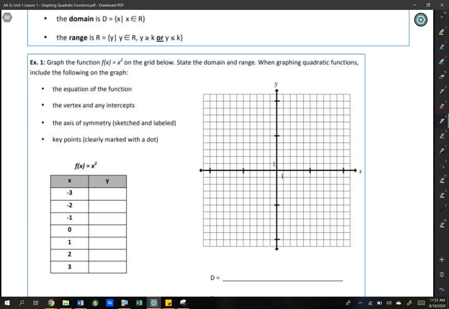All right, so example 1, graph the function f of x equals x squared on the grid below. State the domain and range. When graphing quadratic functions, include the following. We want the equation of the function, the vertex and the intercepts, axis of symmetry, and any key points. All right, so let's just fill in the table. That should be easy. Let's do that first.